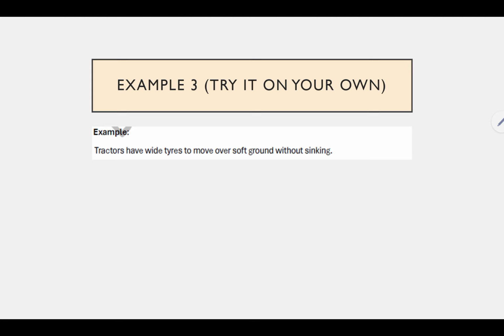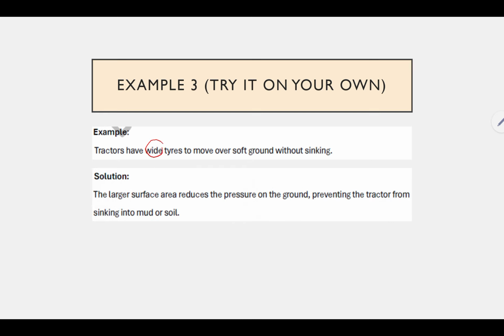Pause the video, try this on your own and unpause when you're done. Tractors have wide tires to move over soft ground without sinking. Wide means large surface area. So the large surface area reduces the pressure on the ground, preventing the tractor from sinking into mud or soil.